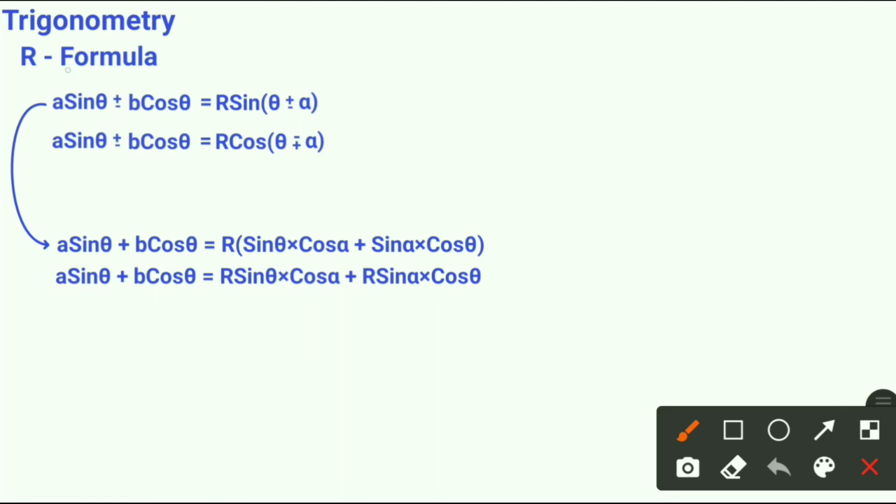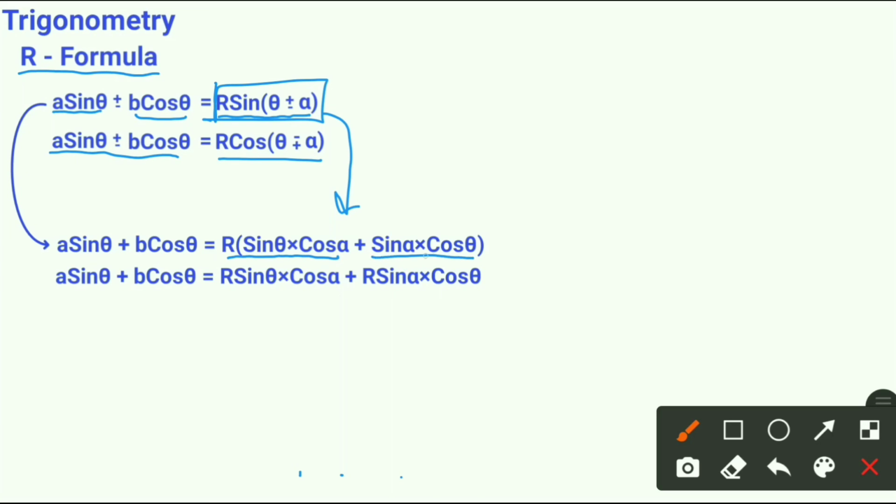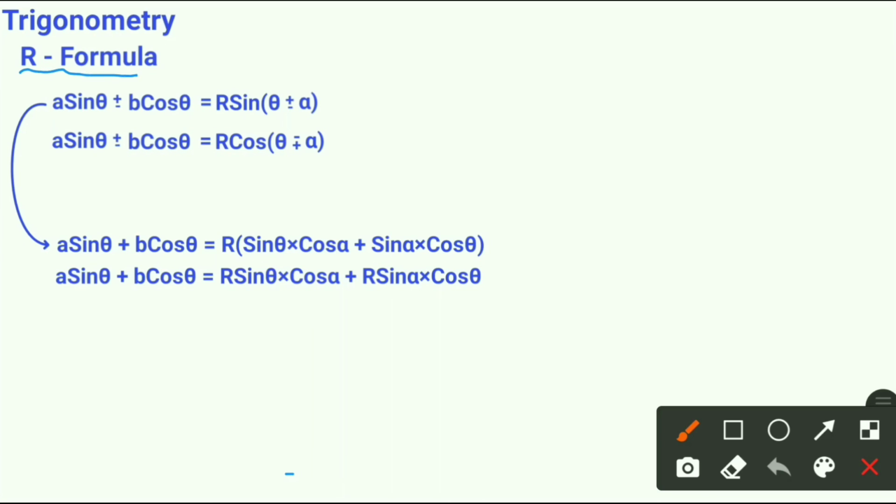This is the R formula. Okay, so what's happening in here? Today we're going to discuss this R formula: a sine theta plus or minus b cos theta is equal to R sine (theta plus or minus base angle). Same thing for this one as well. If you try to expand this, it will come out like this: sine cos plus sine cos. This is the R formula, and we have these two equations. You need to memorize them, or maybe you don't need to memorize them, you just need to understand them.